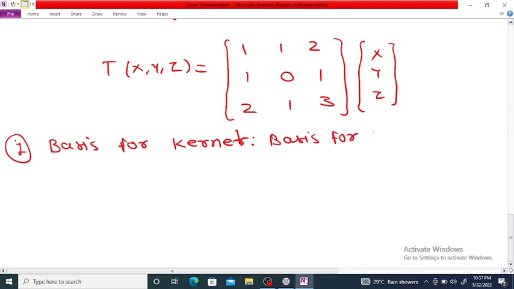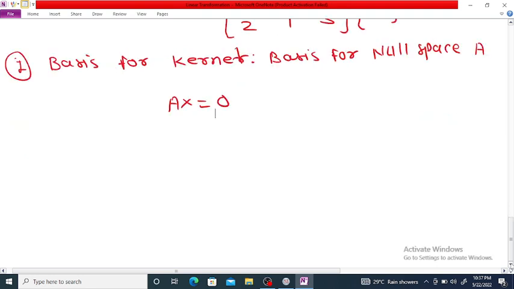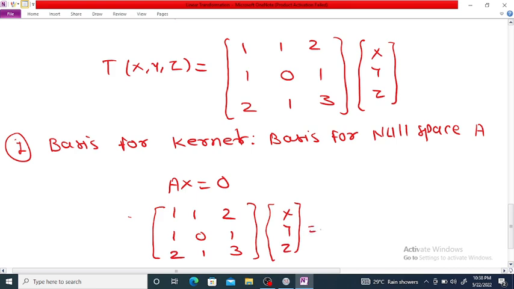This is for null space of A. Now to find a null space of A, we consider the homogeneous system Ax = 0. If we consider Ax = 0, we get the matrix [1 1 2; 1 0 1; 2 1 3] into (x, y, z) equal to (0, 0, 0).